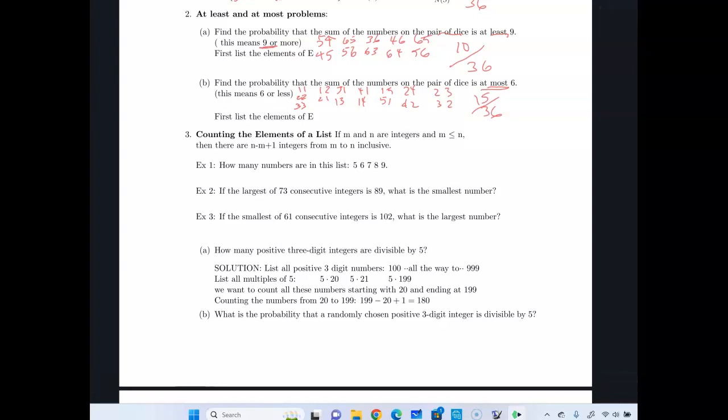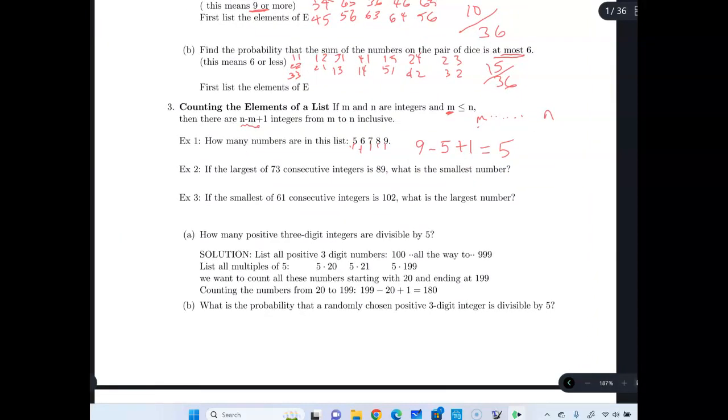Okay, so we want a good way to count the numbers in a list. If I've got this list of numbers, 5, 6, 7, 8, 9, I want to count them. I could literally count them: 1, 2, 3, 4, 5 numbers are in this list. But if the smallest number is M and the largest number is N, I can say N minus M plus 1, and that will count all of the numbers. So if I take 9, take away 5, and add 1, that gives me 5. That's useful when we have bigger numbers and we don't want to count them all.